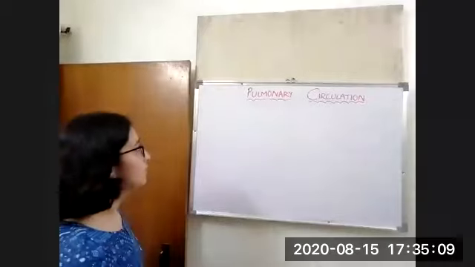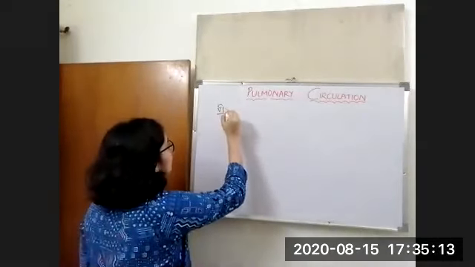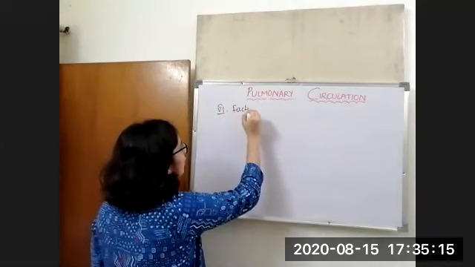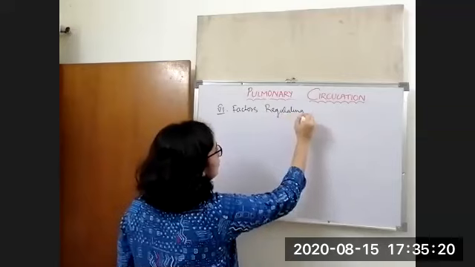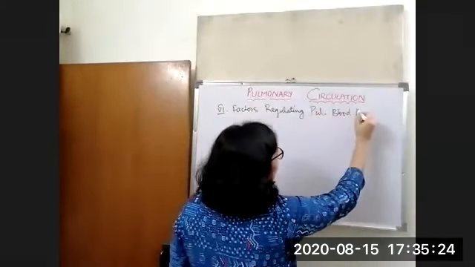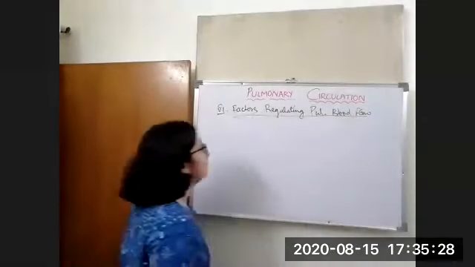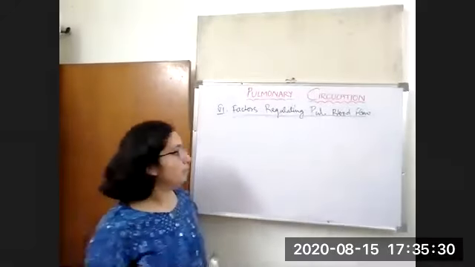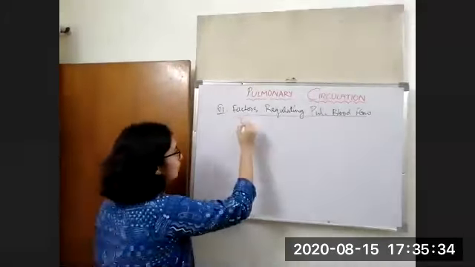The last topic we will deal with here is factors regulating the pulmonary blood flow. Okay, we'll see here what are the factors which regulate the pulmonary blood flow or the pulmonary circulation. So here are 5 factors.